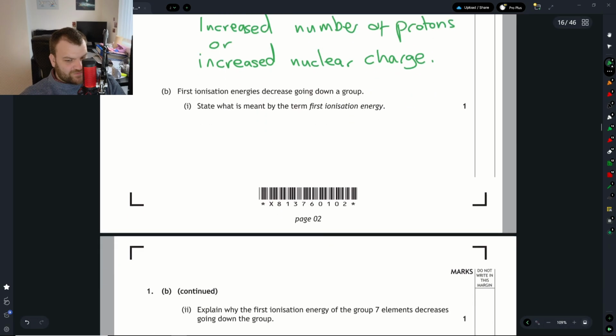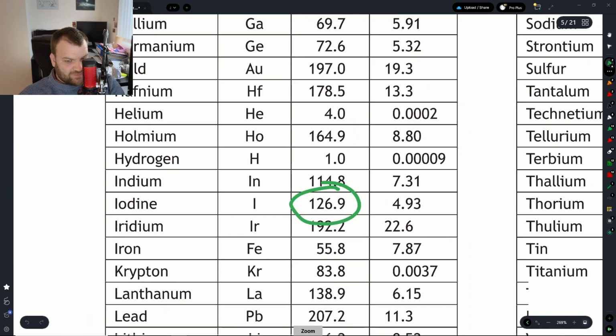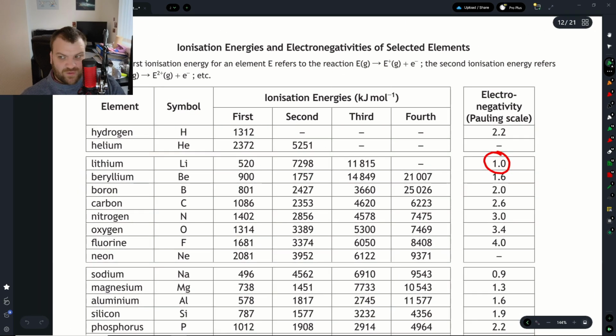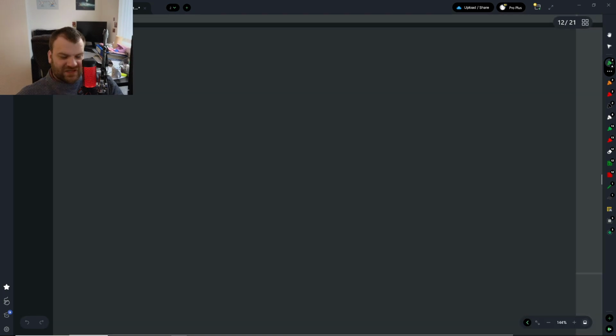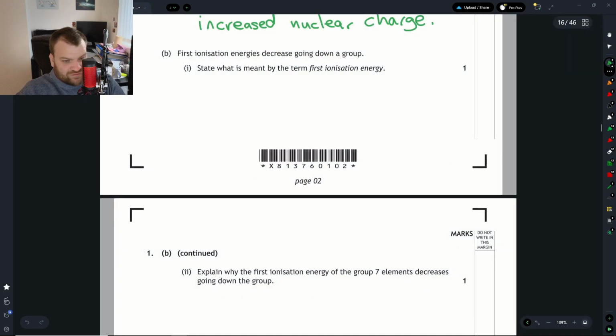Next, we want a straight up definition of the first ionisation energy. The data booklet can assist partially. If we look at the equations at the top of page number 12, we can see that we are taking an electron away from an atom. We have to be talking about chemicals in the gaseous form. That's why it has a G after each of the chemicals. So we want to say something along the lines of, it's the energy required to remove 1 mole of electrons from 1 mole of gaseous atoms.